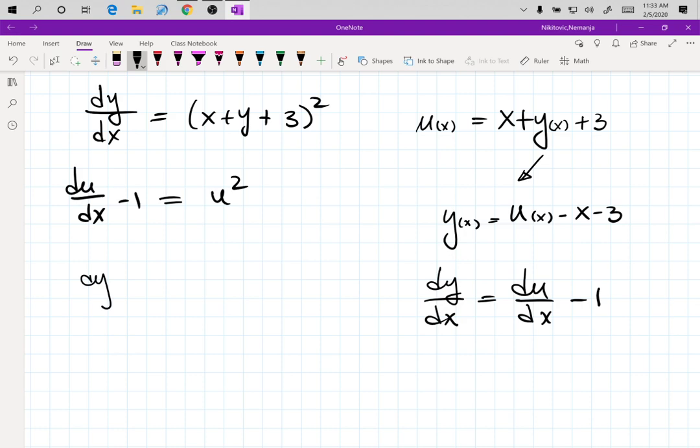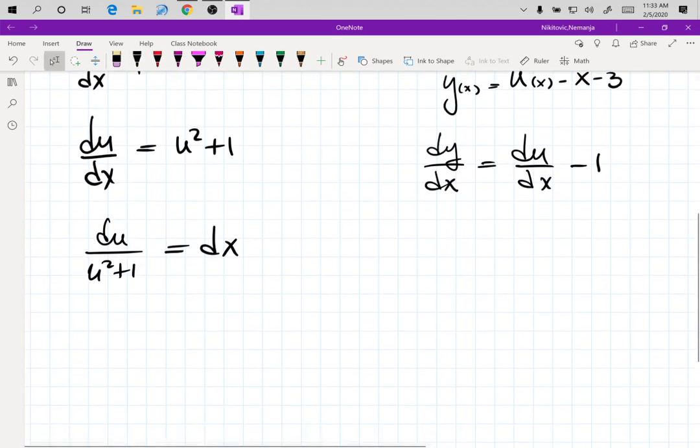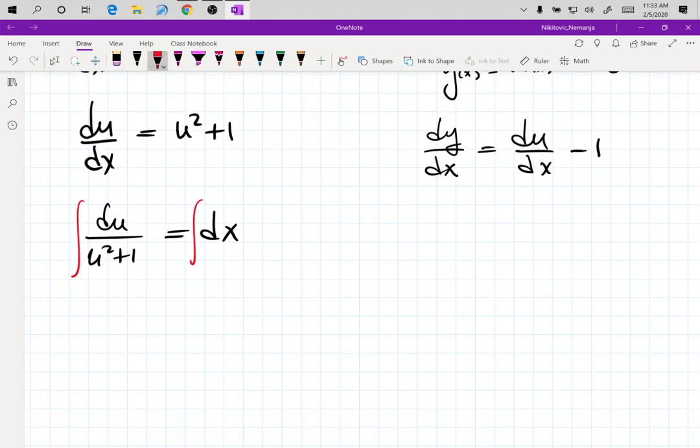We have a joke of an equation. We have du/dx equals u squared plus 1. And this is a separable equation, right? It's a separable equation which we can simply solve as du over u squared plus 1 equals dx. We are going to hit both sides with the integral sign. And what do we get? Tangent inverse, very good, of u equals x plus c.